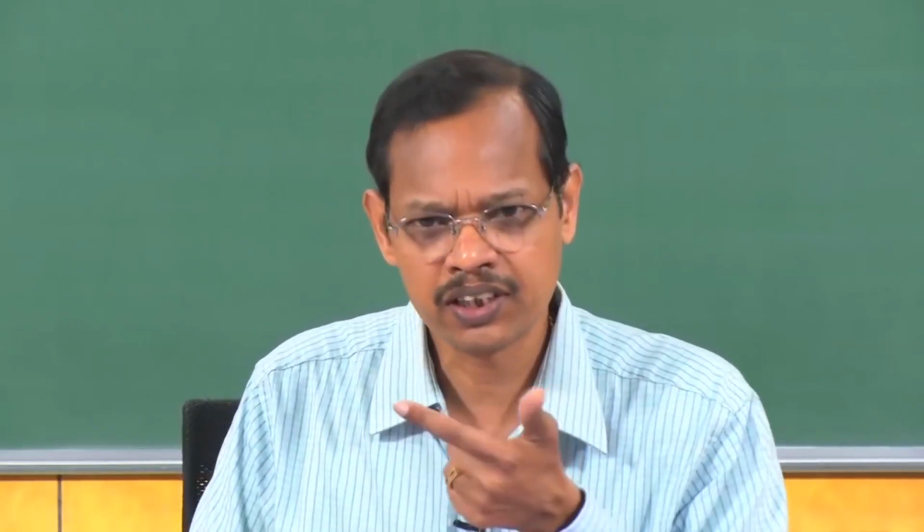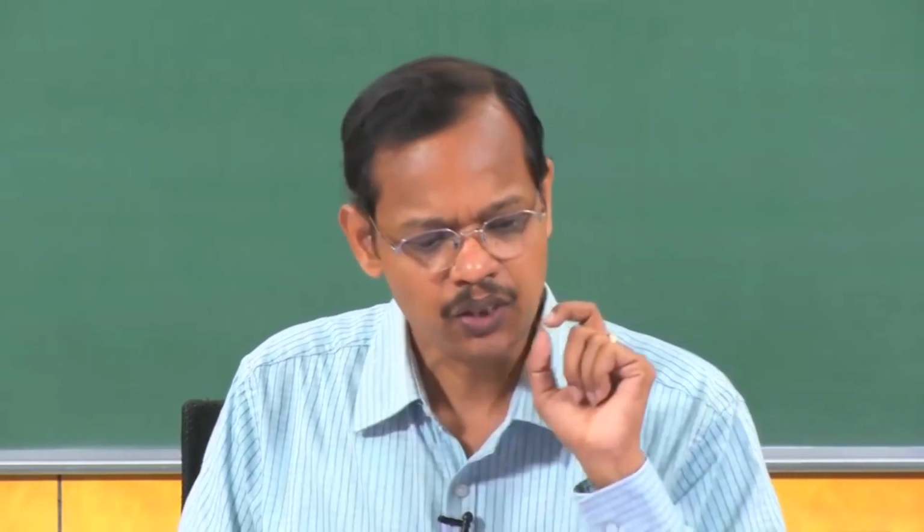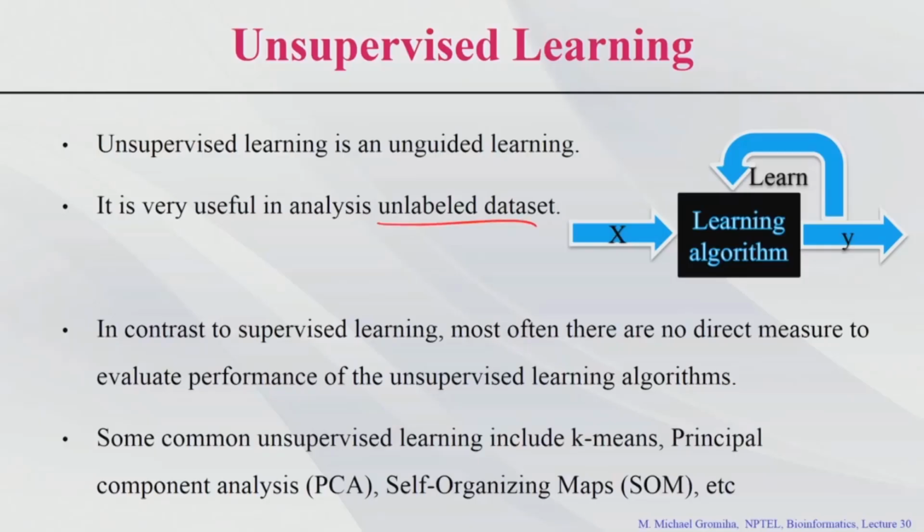So, we discussed two types of supervised learning. What are the two types of supervised learning? Yes, neural networks and support vector machines. Now, you can see unsupervised learning. It is an unguided learning, and it is useful mainly for unlabeled data sets. If you do not know the output, you can use it for any unlabeled data set.